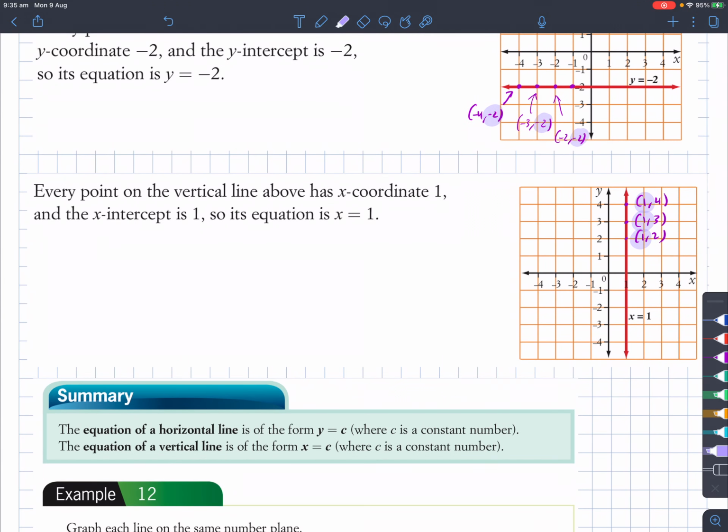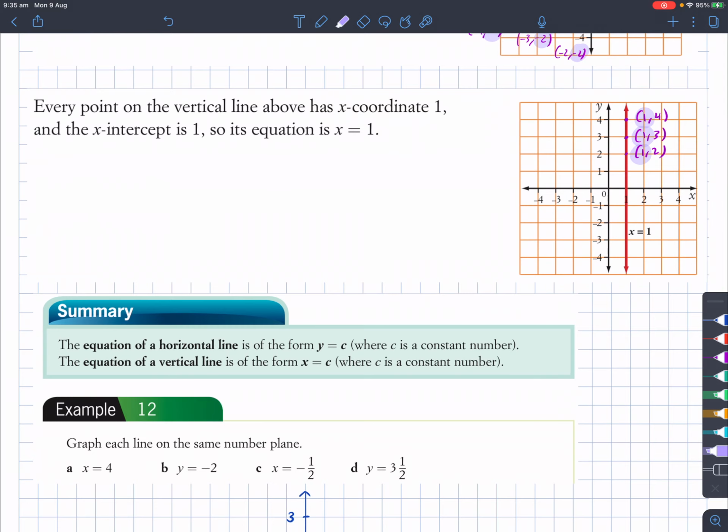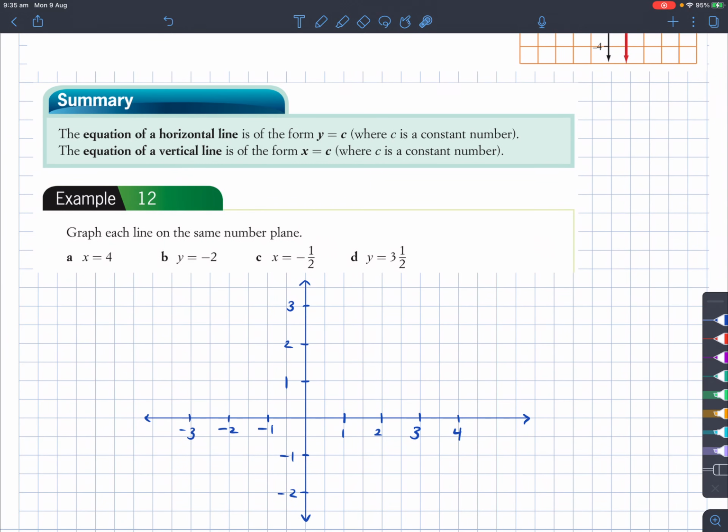All right. So, in summary, the equation of a horizontal line, if you think about it, passes through the y-axis, so it has to be y equals some number. The equation of a vertical line passes through the x-axis, so it's in the form of x equals some number.